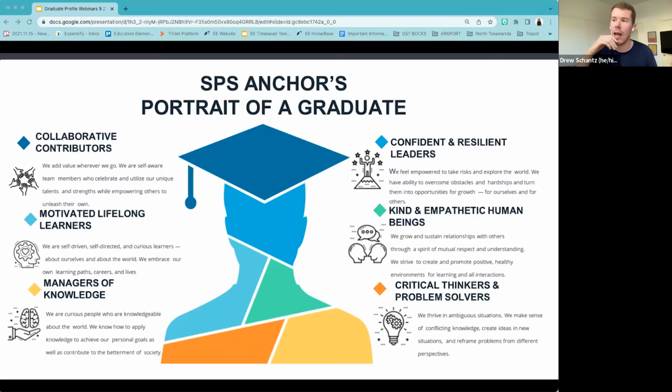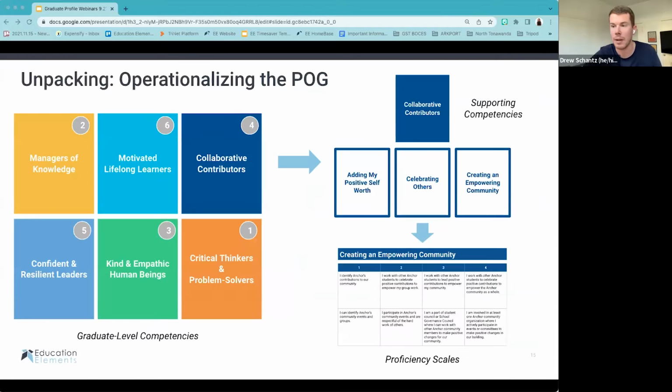But from the student experience, we started to think about how within each of these competencies, there are probably some underlying and supporting skills that need to be outlined in order for students to actually achieve mastery over those things. If you go to the next slide, you can see our process for how that went down. We started to prioritize those graduate level competencies. Which ones did we want to unpack first? We then broke them down into supporting competencies. So what does it mean to be a collaborative contributor? It means adding my positive self-worth. It means celebrating others. And it means creating an empowering community.